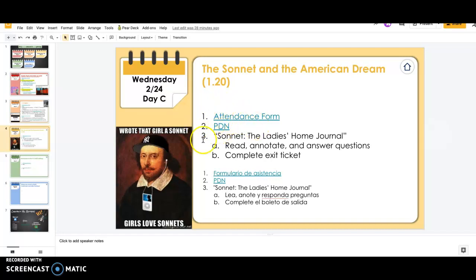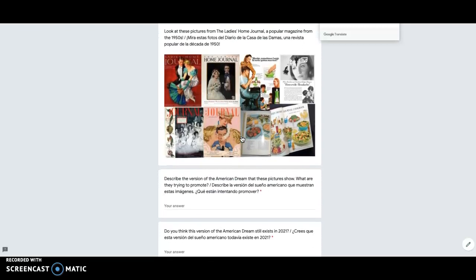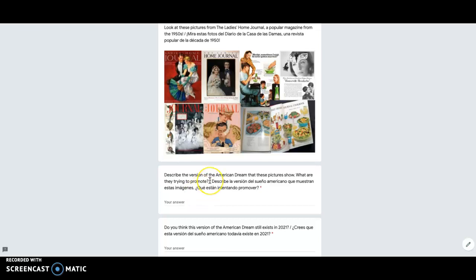If you look at the agenda for today, you'll see that there's a PDN. I suggest that you do the PDN for this one simply because it has pictures in it of the Ladies' Home Journal, which is the subject of the poem that we read today. Taking a look at these pictures and thinking a bit about what version of the American dream these pictures show, and whether or not that version of the dream still exists in our current time period, will help you to understand the poem better. So take a look at that.